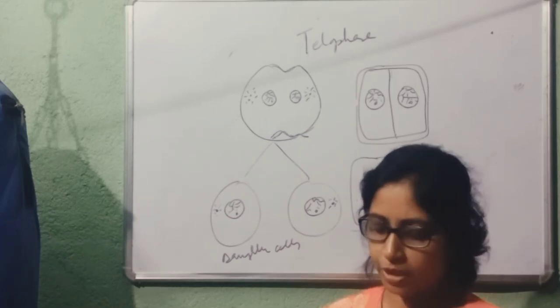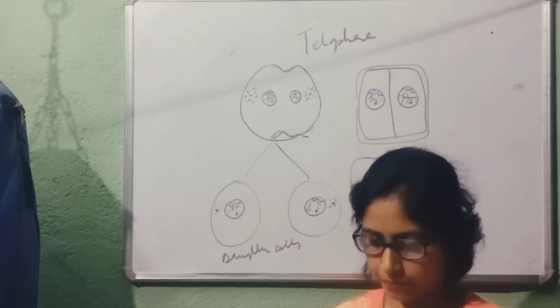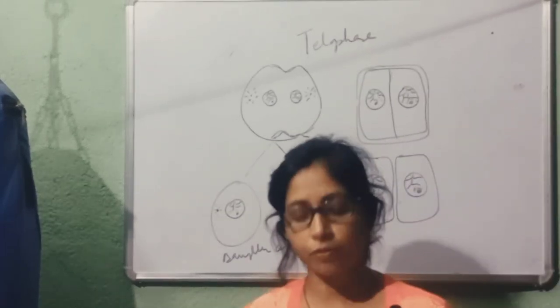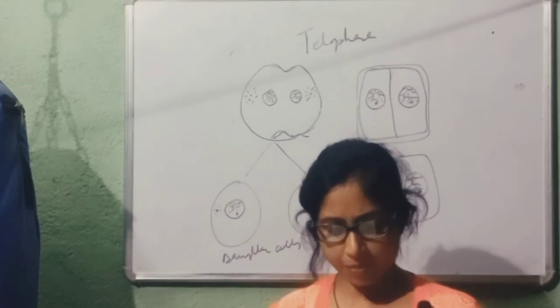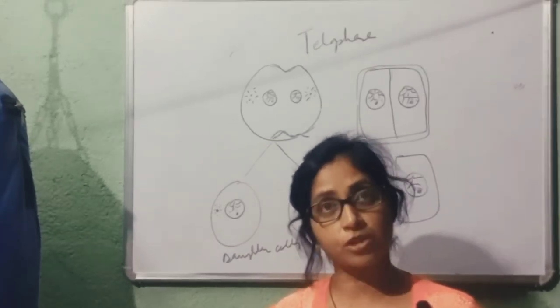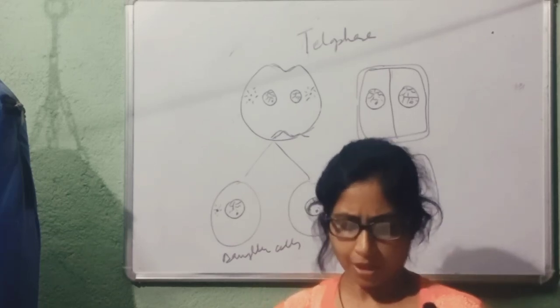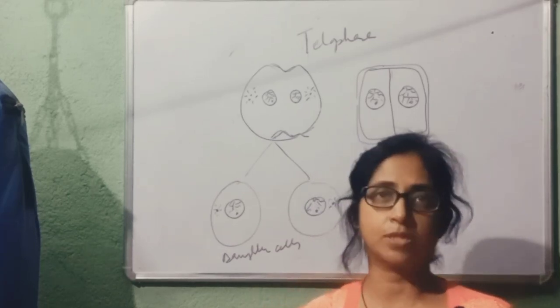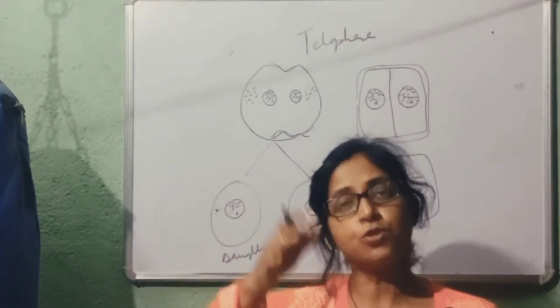Now we move on to the importance of mitosis. Why is it important? It is important for the growth of the body, repair of damaged cells, replacement, and for asexual reproduction in unicellular organisms like amoeba and yeast. How do they reproduce? They reproduce by division of the cell, that is, from one parent to two daughter cells.